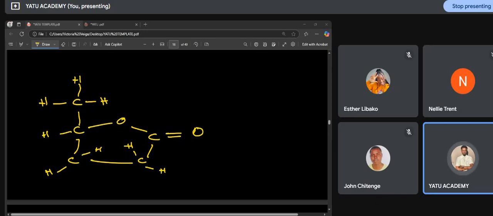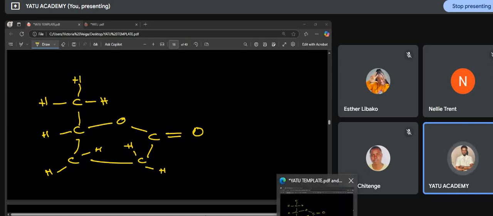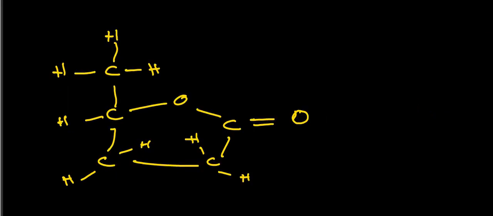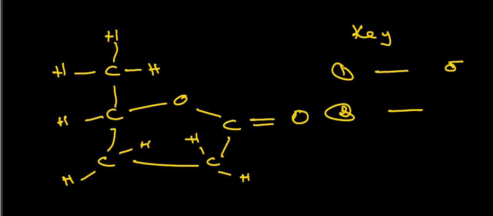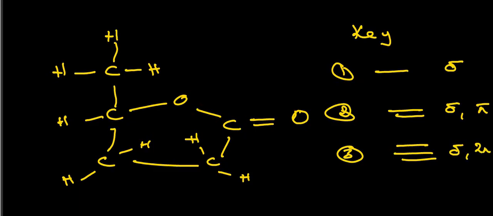So here, John, we're saying the pi bonds are only going to exist if you have a double bond. So look at the key that I've given you. In every single bond, there is a sigma bond. In every double bond, there's a sigma and a pi bond. Then in every triple bond, there is going to be a sigma and 2 pi bonds.